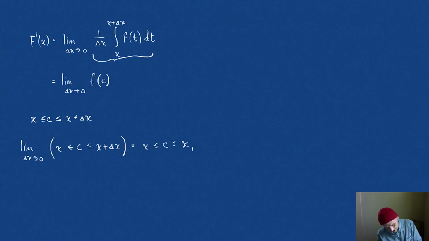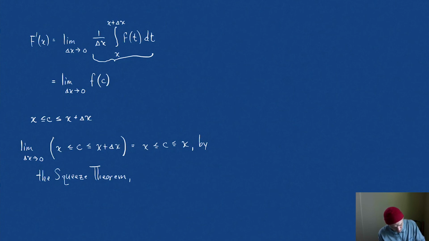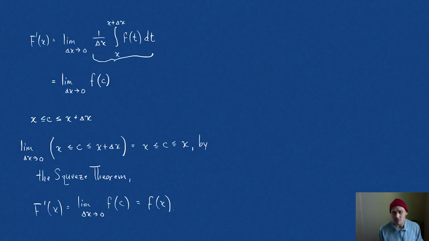This is what we call the squeeze theorem. So by the squeeze theorem, the limit as delta x approaches 0, so let's write that out. F prime of x is the limit as delta x approaches 0 of f of c, but that limit is just f of x. c becomes x. So this is f of x. And that is exactly what we needed to prove.